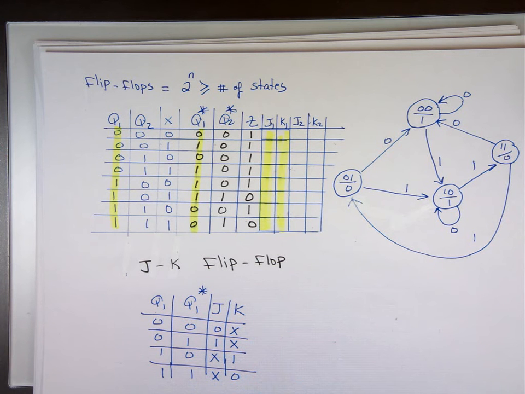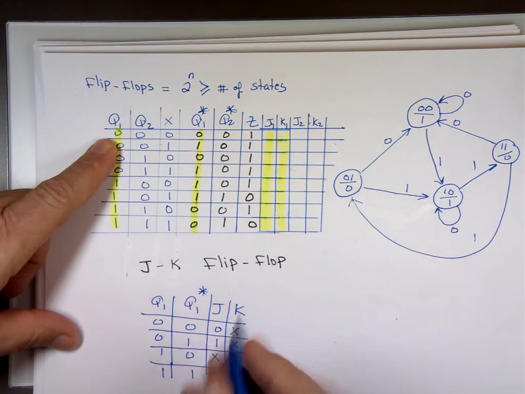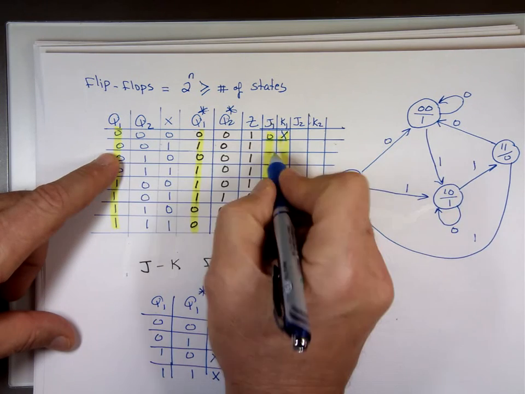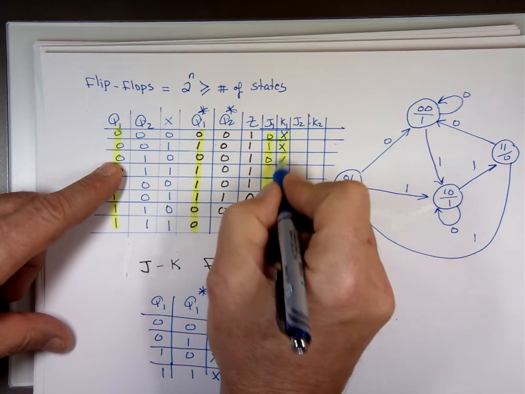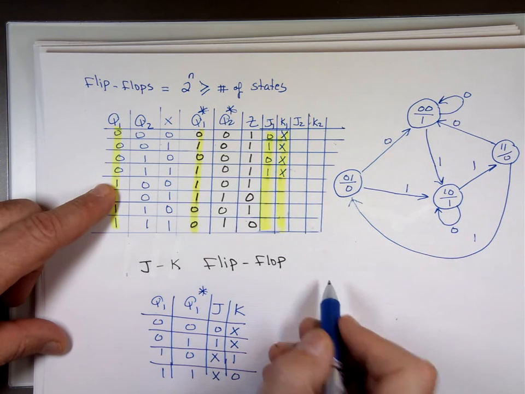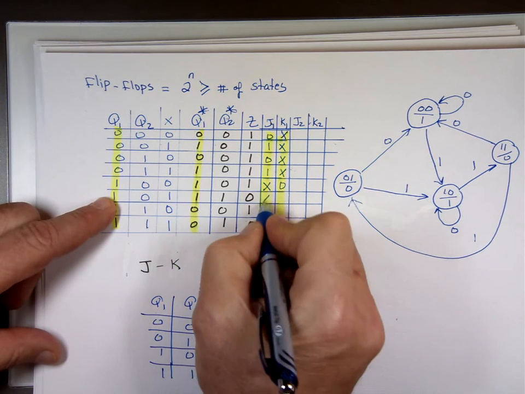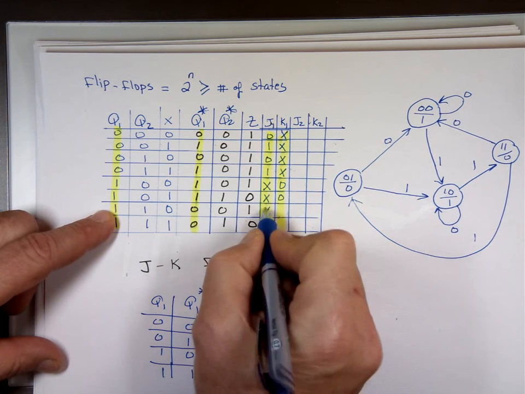Okay. So now let's do J1 K1 quickly here. Going from 0 to 0, 0 and don't care; 0 to 1, 1 and don't care; 0 to 0, 0 and don't care; 0 to 1, 1 and don't care; 1 to 1, don't care and 0; 1 to 1, don't care and 0; 1 to 0, don't care and 1; and 1 to 0, don't care and 1. I'm looking right here.